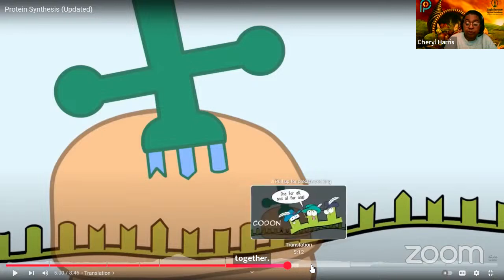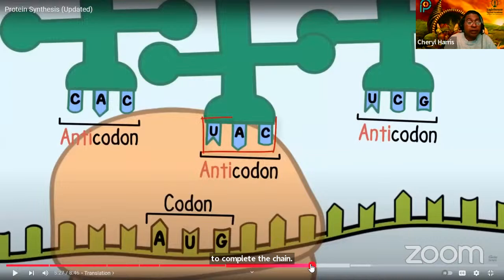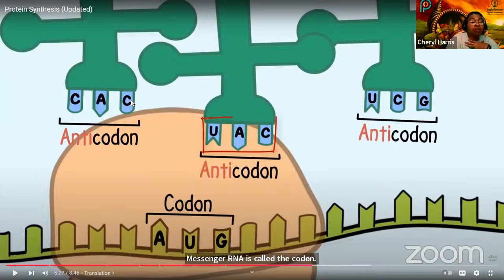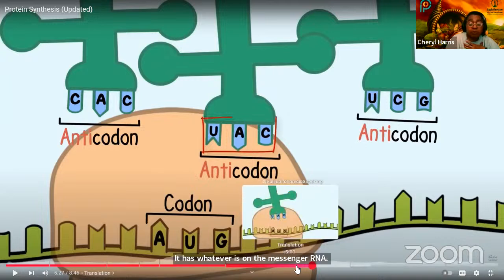All right. Okay. Looking at this screen here, you need to know what all of these are. So again, what is on the messenger RNA is called the codon. The part that's on the transfer RNA is called an anticodon, because it's kind of the opposite of what you first read. But the anticodon is needed to go get the amino acid. So the chart that you are looking at has the codon. It has whatever is on the messenger RNA. And so that's what we are reading when we do our chart.